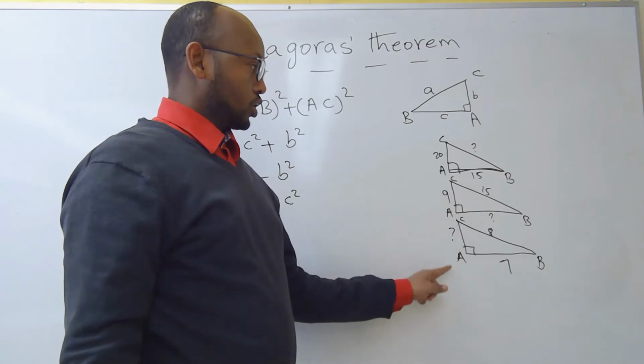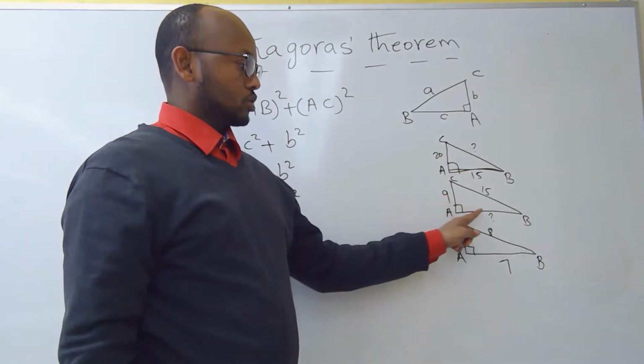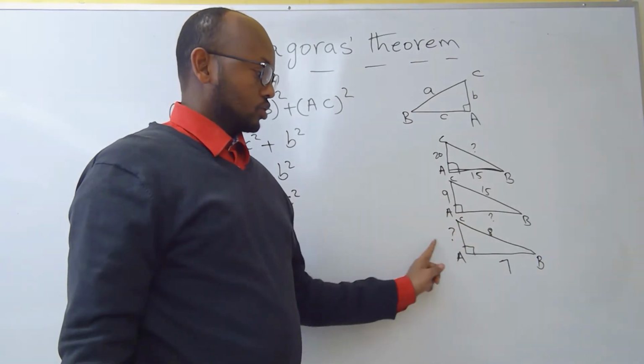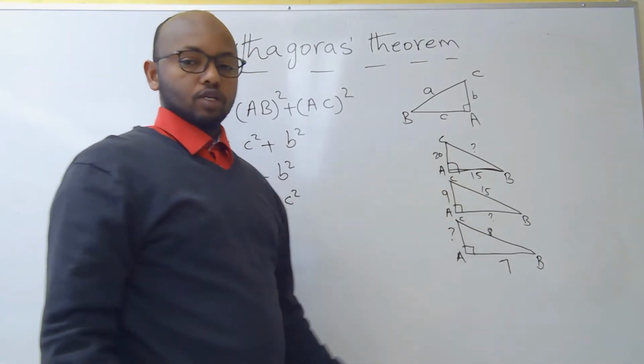I have three examples here. The first one is missing the long side, the second one is missing one of the legs, and the third one is missing the other leg. Okay, so how can we do that? Let's start with the first one, number one.